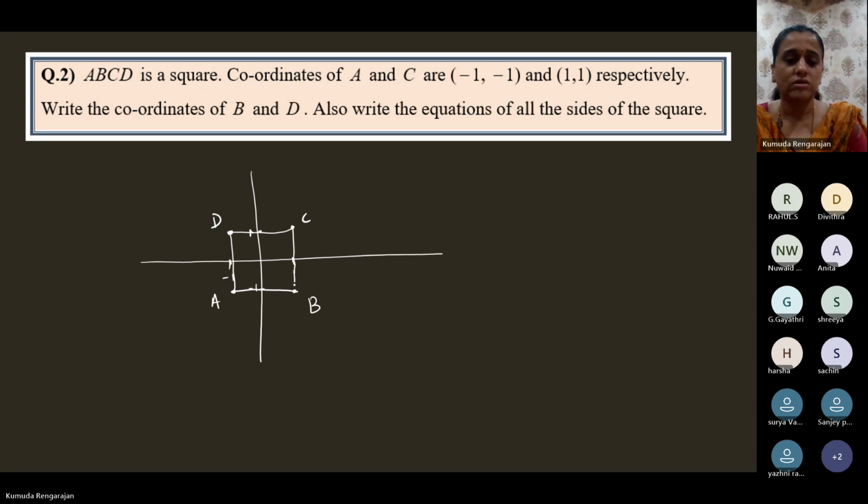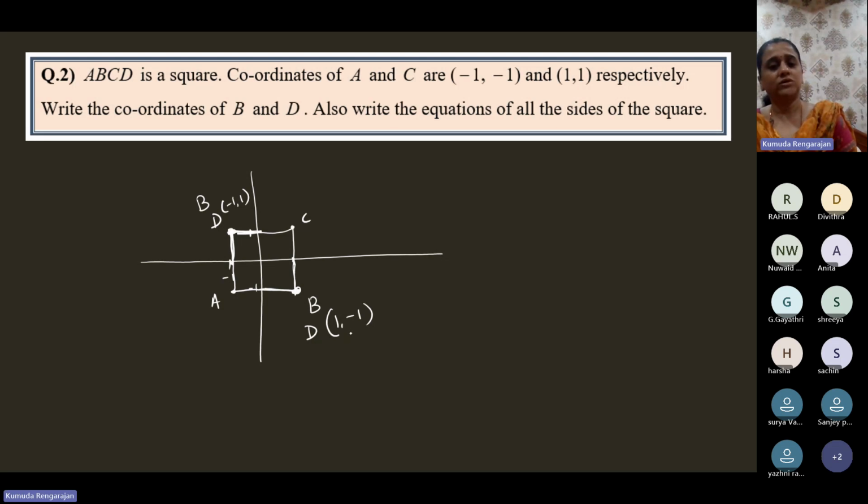What will be the address of B, children? Address of B, 1, comma minus 1. And address of D, minus 1, comma 1. Got this, all of you? Yes, ma'am. You can also give this answer. You can also say this is B and this is D. Both are fine.